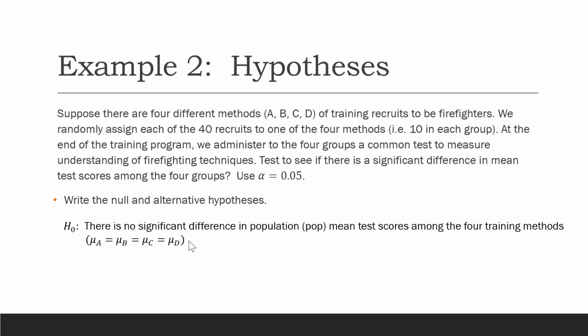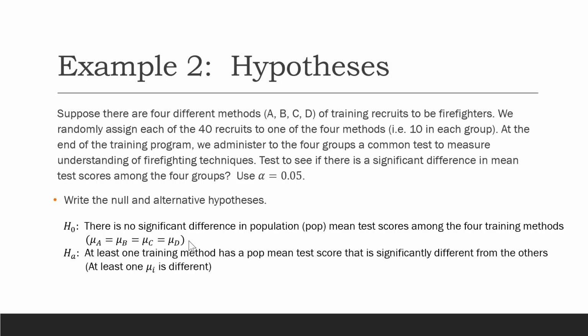And so my alternative can be that there is a significant difference in those population mean scores among the 4 training groups. That means that at least one of those training methods has a population mean test score that is significantly different from the others. All right. Or you can say at least one of those means is different. But in the general sense, the null is that all the population means are equal. Alternative, at least one of them is not equal. At least one is different.